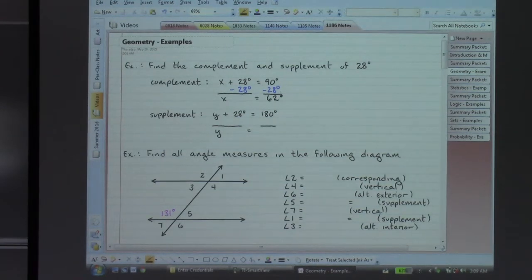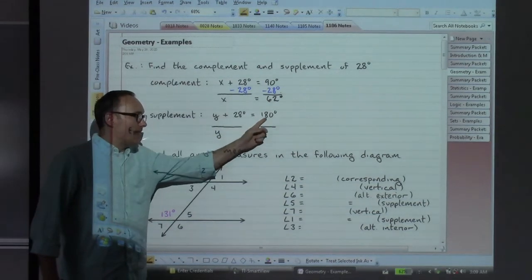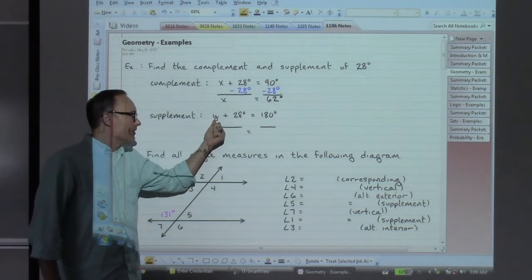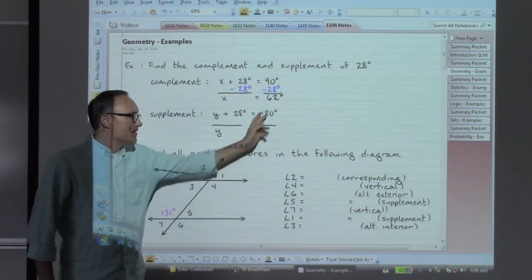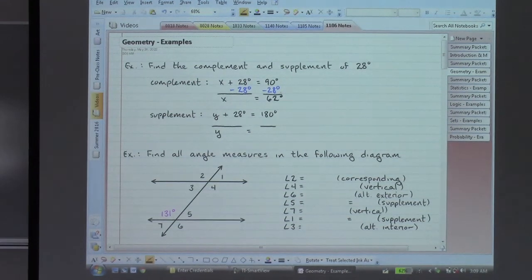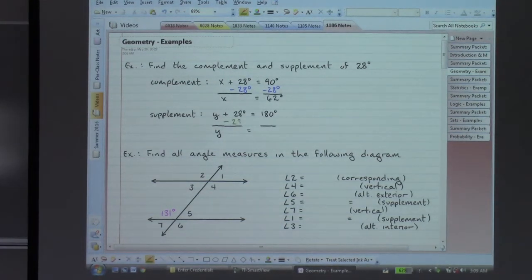62 degrees. For the supplement, we again have two angles that have to add up, but this time those two angles have to add up to 180 degrees. So we've got a different variable marker for that. Y plus 28 degrees is equal to 180 degrees. Once again, we've got to subtract the 28 degrees. So doing that on both sides will get us our supplementary angle, which would end up being 152 degrees.